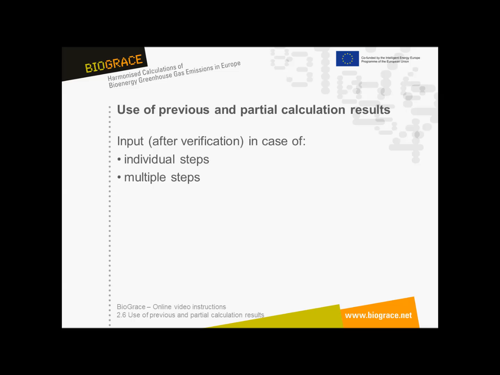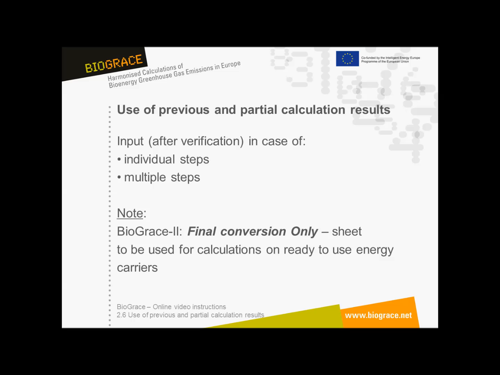Please note that for biomass in BioGrace 2, in case the final energy carrier is converted to electricity, heat or cooling, the sheet final conversion only has been created for companies that buy ready-to-use energy carriers and transform them into final energy. This sheet will allow you to calculate the greenhouse gas emission reduction. Instructions on this are given in a separate video instruction.